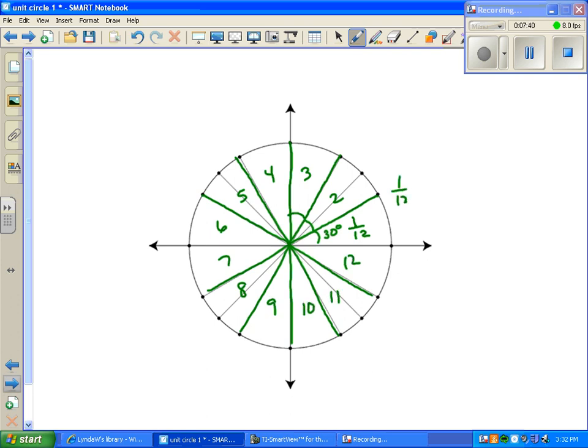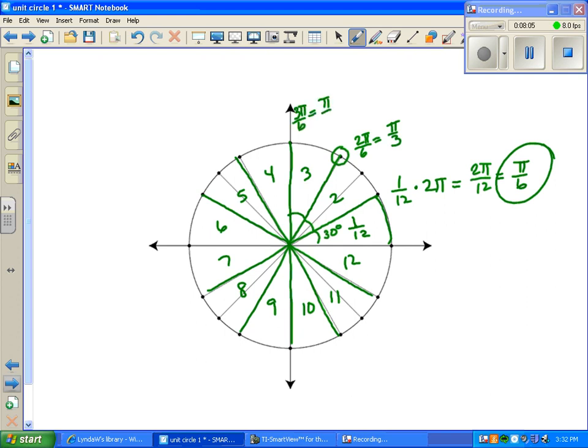Now 1/12 of 2 pi is equal to 2 pi over 12, which reduces to pi over 6. So that first little distance there is equal to pi over 6. Now if I jump up to the next one, that would be the second one, so 2 pi over 6 reduces to pi-3rds. And then I get to the next one, which is 3 pi over 6, and that reduces to pi-halves. 4 pi over 6 reduces to 2 pi over 3, and 5 pi over 6. And then I'm down to 6 pi over 6, which of course reduces to pi.